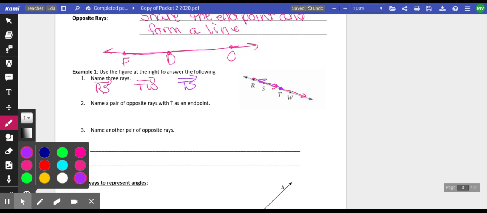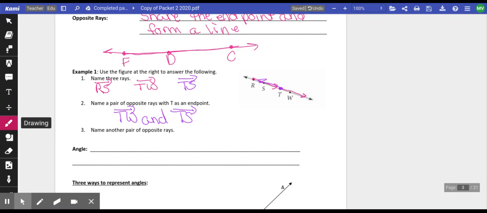Name a pair of opposite rays with endpoint T. Well, I just did that up there, where I can have TW and TS, because they start at T, but they go opposite ways. Name another pair of opposite rays. So another pair of opposite rays up there is ST and SR.